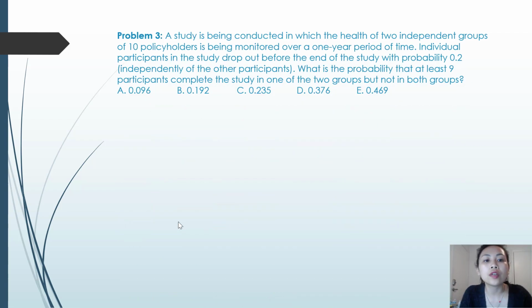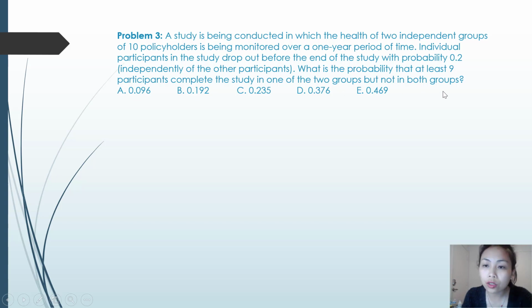Next. So now we're going to work on problem number 3. A study is being conducted in which the health of 2 independent groups of 10 policyholders is being monitored over a 1 year period of time. Individual participants in the study drop out before the end of the study with probability 0.2 independently of the other participants. What is the probability that at least 9 participants complete the study in one of the 2 groups but not in both groups?